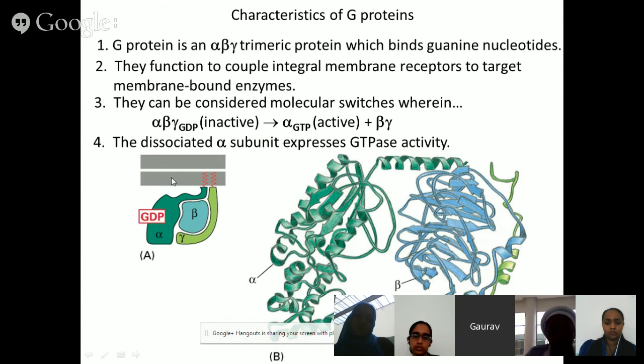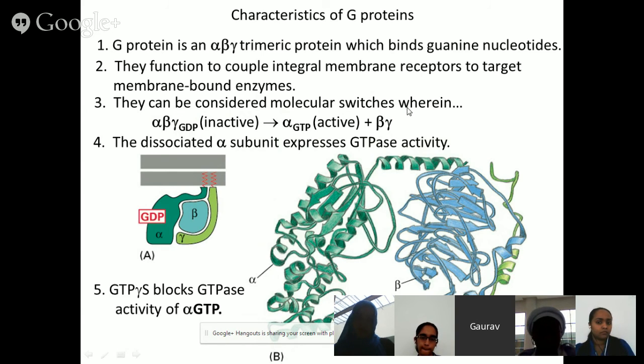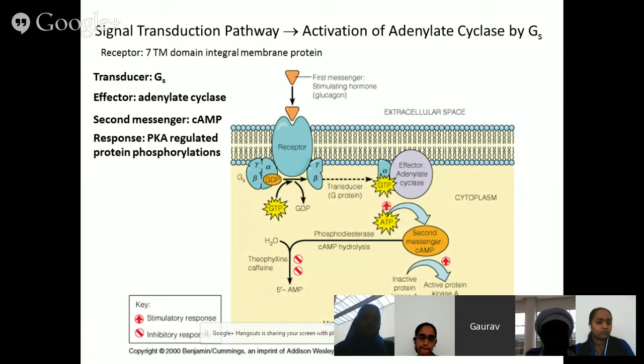You can see in this figure, there's a trimeric structure of G protein. This trimeric structure is usually present in an inactive form. Whenever GTP replaces the GDP, it will activate and dissociate into two subunits. One is the alpha subunit and the other is the beta gamma subunits.